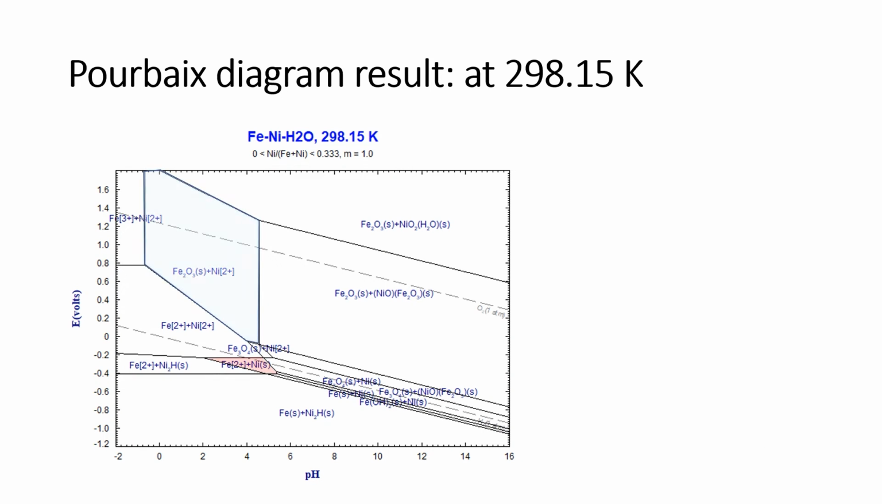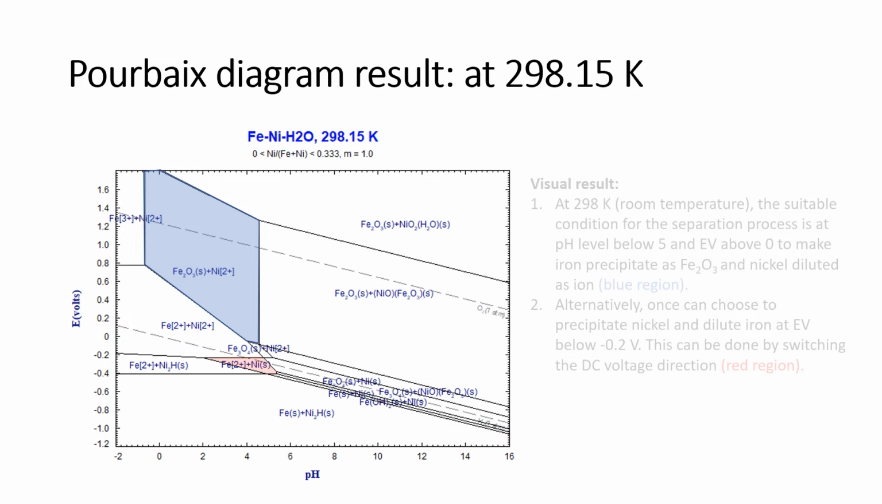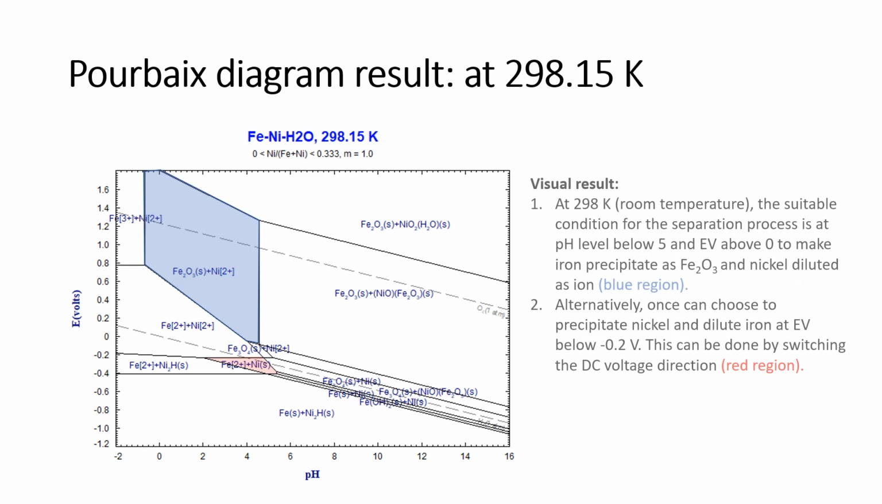As you can see here, visually we can see that at 298 Kelvin or room temperature, the suitable condition for the separation process is at pH level below 5 and electric voltage above 0 to make the iron precipitate as hematite here, and nickel is diluted in the solution. We can see this as the blue region here.